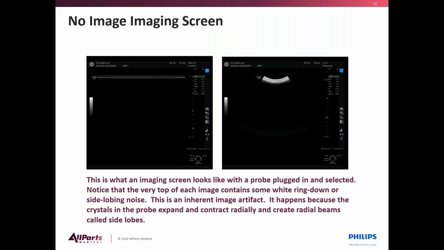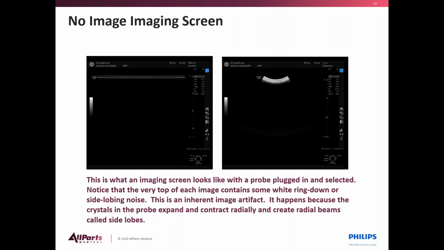So this is what a typical, what I call a no-image imaging screen looks like. This is what an imaging screen looks like with a probe plugged in and selected, but you're not actually scanning with it. Notice at the very top of each image contains some white ring down or side lobing noise. This is an inherent image artifact.